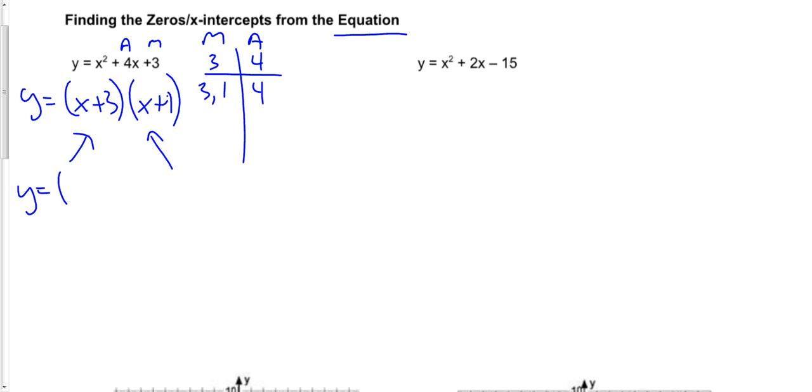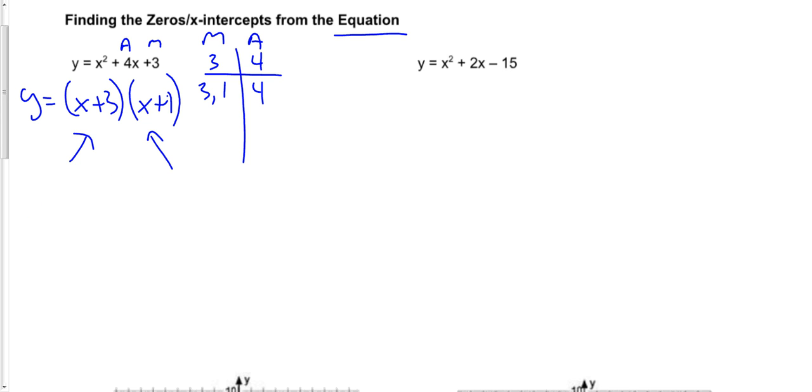So if I did, for example, y equals negative 3 plus 3 times negative 3 plus 1, I'd get 0 over here, and it doesn't even matter what I get over here, although it would be negative 2. Well, 0 times negative 2 gives me 0. And if I also did y equals negative 1 plus 3 times negative 1 plus 1, this part equals positive 2, this part equals 0, and 0 times positive 2 is also 0. So both of those would end up with a y value of 0.